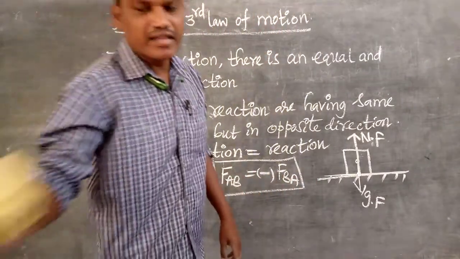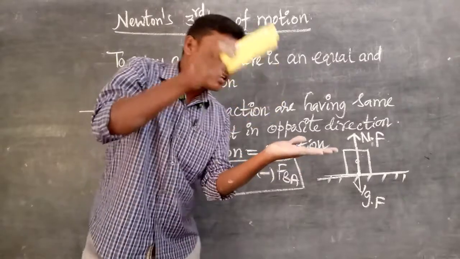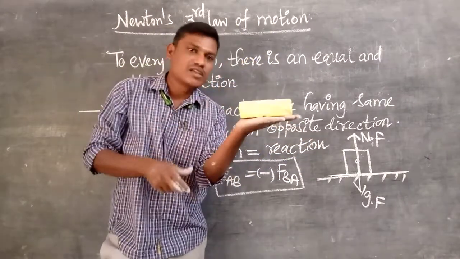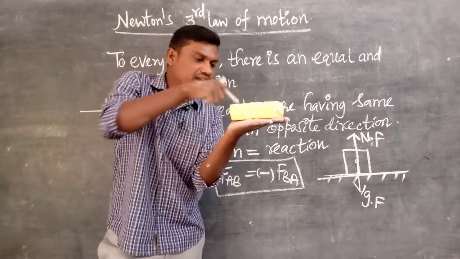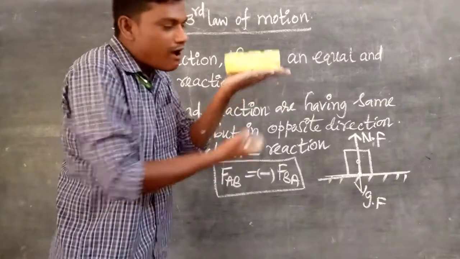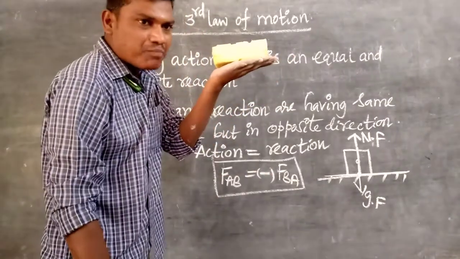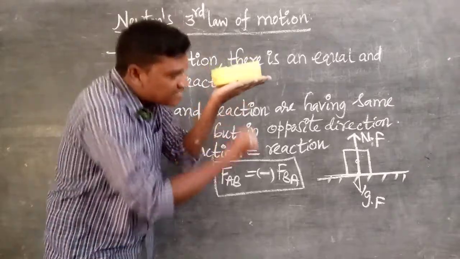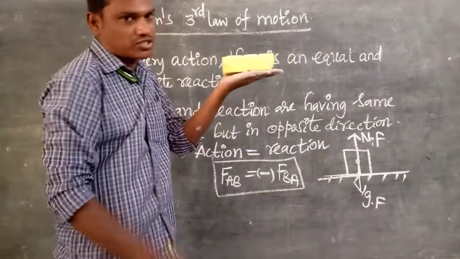So it's nothing but this duster. The duster is just like an object, and it is placed on my palm. We can take this duster as a brick whose mass is 1 kg. On the 1 kg mass of the brick, how much force is acting downward? 9.8 Newton, which is nearly equal to 10 Newton. 10 Newton force is acting downward, and that is the action force.